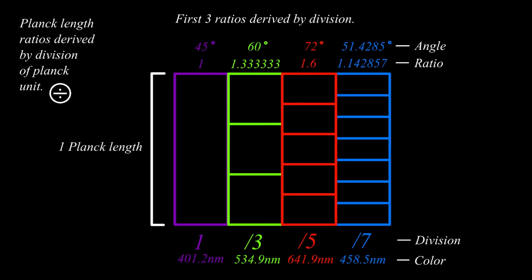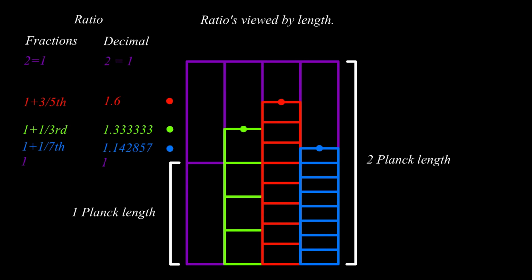Again, it has an angle of 51.4285 degrees, a ratio of 1.142857, and is quite simply division of 7, 1 divided by 7. It generates a color of 458.5 nanometers. So, those are basically the three systems that you can actually build into machines with the correct logic. But there is so much information on this, I will not explain that in this video, but quite simply move on to the next slide, which is another way to depict this.